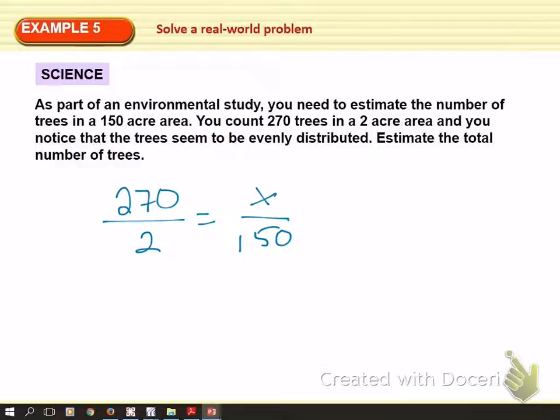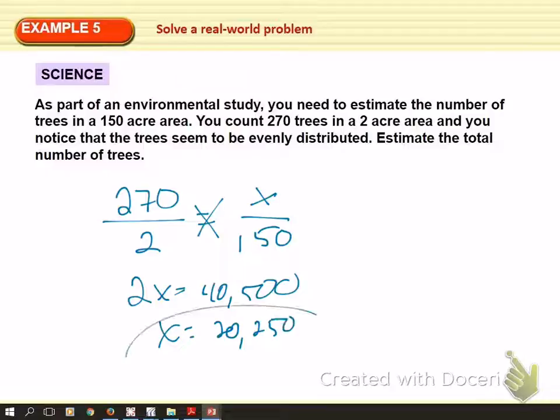The bottom line is, as long as you make sure that your 2 ratios are comparing the same things in the same direction, in the same order, then your proportion is going to be just fine. Some of you guys may see this differently already. But anyway, this is how I see it. So I'm going to cross multiply. 2 times x is 2x. 270 times 150 is 40,500. We're going to divide by 2 and get 20,250. So there must be 20,250 trees, or about 20,250 trees. Okay?